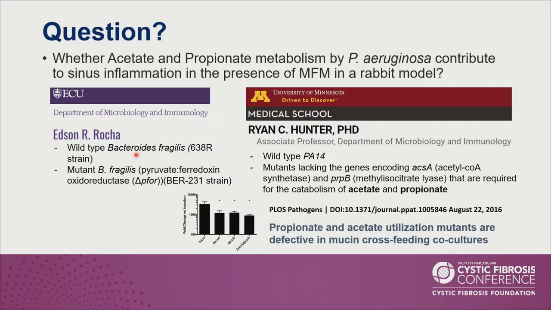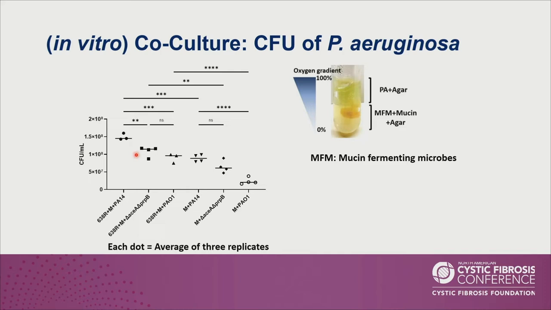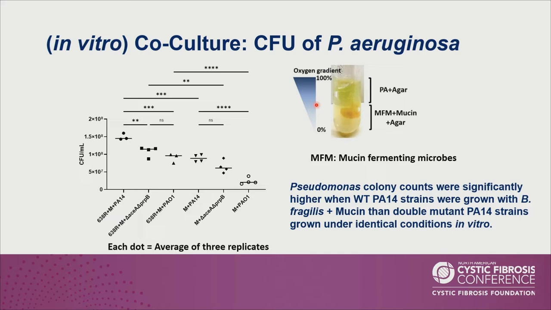So when I got this mutant, I first did a CFU count. As you can see right here in this graph, I put it on the testing kit, which is very similar to previous studies by Ryan Hunter, the oxygen gradient tubes. At the bottom, we put the mucin fermenting microbe, which is Bacteroides, and we put the porcine mucin, and also put the Pseudomonas on the top.